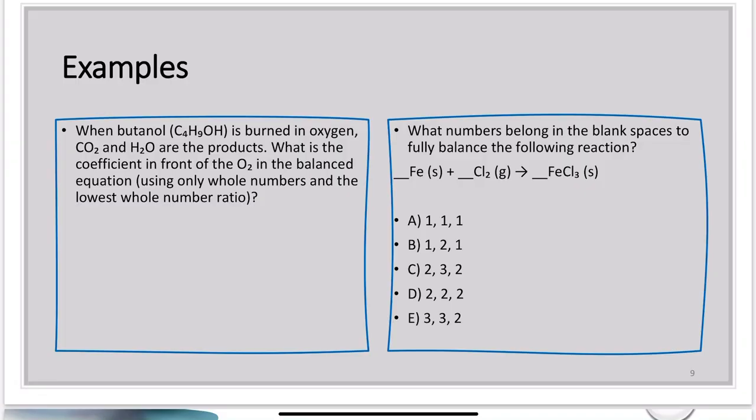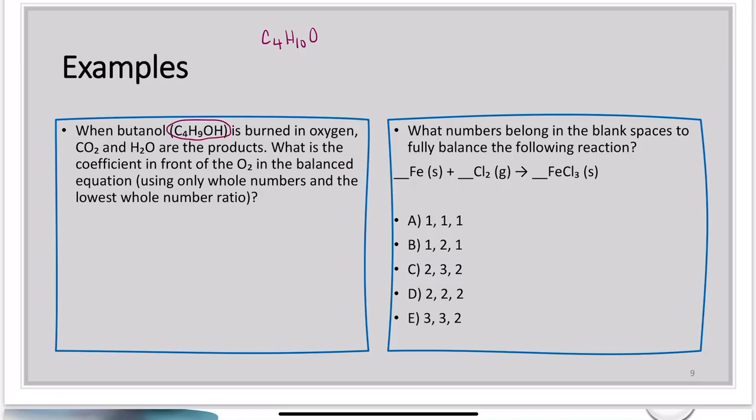So 2 more examples. When butanol, C4H9OH, is burned in oxygen, CO2 and water are the products. What is the coefficient in front of the O2 in the balanced equation using only whole numbers in the lowest whole number ratio? So C4H9OH. Now, you can leave it like that, or you can simplify and write this C4H10O. I recommend rewriting it and putting hydrogens together so you don't miss one, okay?